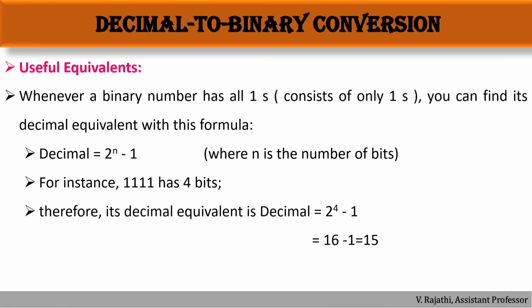Next, useful equivalence. Whenever a binary number consists of only ones, you can find its decimal equivalent with this formula: 2 power n minus 1, where n is the number of bits. For instance, 1111 has 4 bits. Therefore its decimal equivalent is 2 power 4 minus 1. 2 power 4 is 16, minus 1 equals 15. This is the way we can calculate.